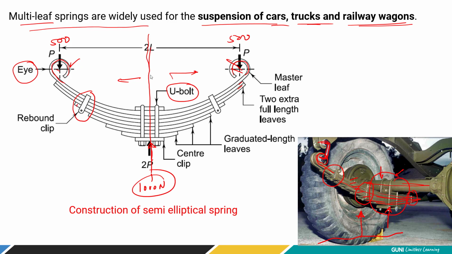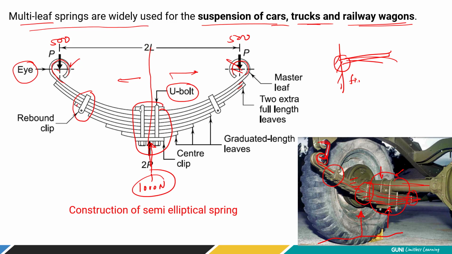Because simply, it's a mirror image of a cantilever beam. So here the center portion is going to be a fixed one. Whenever there is a deflection, let me show you over here. When a cantilever beam deflects, it deflects like this. So this part remains fixed.